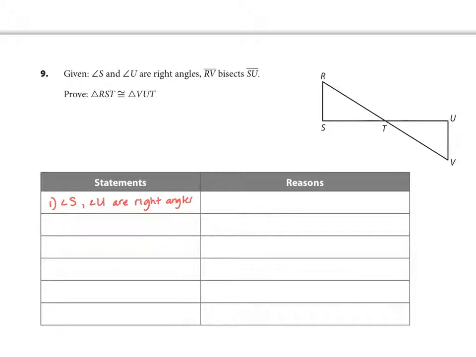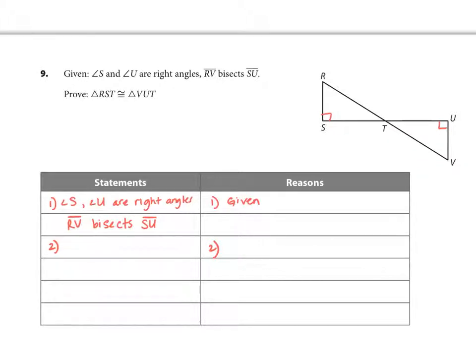So angle S, angle U are right angles. I'm going to mark that in the picture. And then we also have RV bisects. Remember, that means it cuts in half. It's going to cut SU in half. That's our given. I'm still going to combine it into statement 1. So I'm going to start statement 2 right here in this third row.